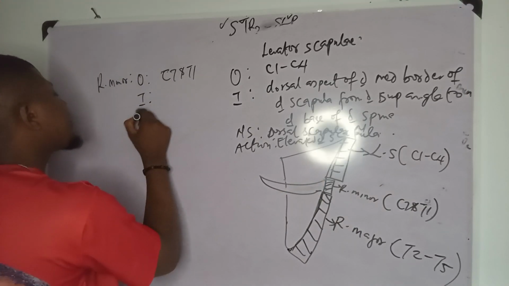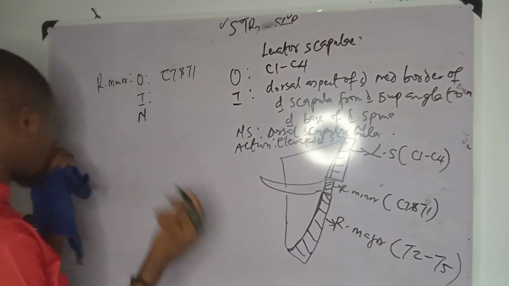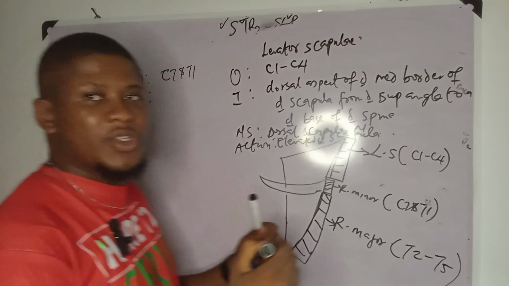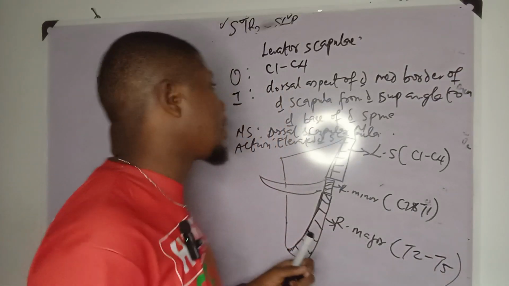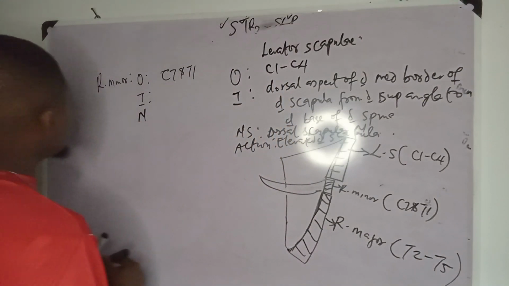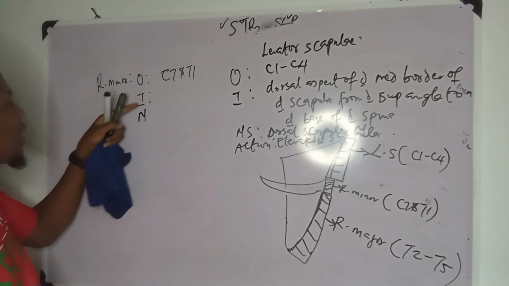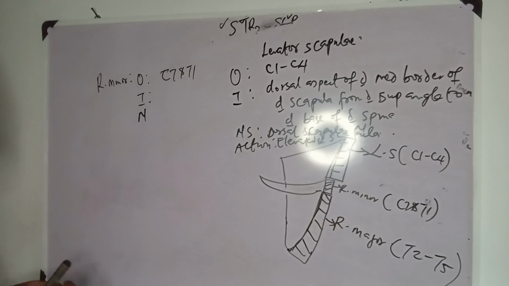The next one is the nerve supply. It is still the dorsal scapular nerve. Then the action is retraction of the scapula. So we have talked about origin, insertion, nerve supply, and action. No unique feature about this one.